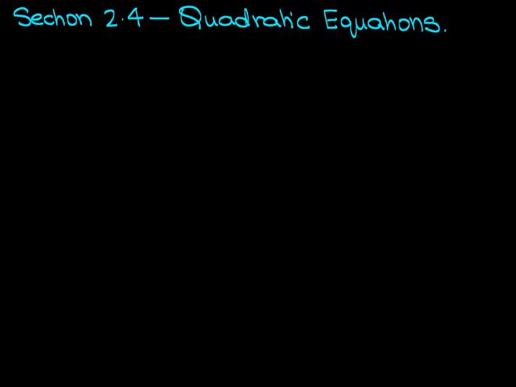Section 2.4 on quadratic equations. Now that we've mastered linear equations, linear means degree 1, we spent sections 2.1, 2.2 and 2.3 on it. We are going to graduate and solve quadratic equations. Quadratic is just a fancy word, just like linear is a fancy word for degree 1. Quadratic is a fancy word for degree 2. So we're going to take a look at how to solve equations that are degree 2.